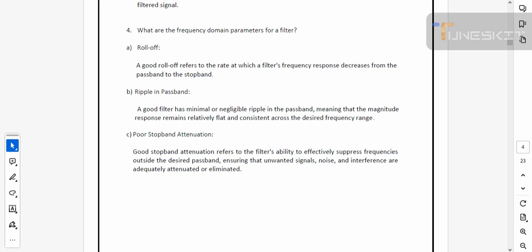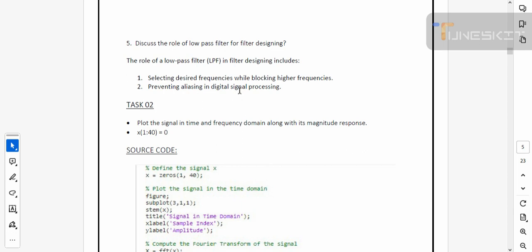The third one is stop band attenuation. Good stop band attenuation refers to the filter's ability to effectively suppress frequencies outside the desired passband, ensuring that unwanted signals, noise, and interference are adequately attenuated or eliminated. In question number 5, we have to discuss the role of the low pass filter in filter designing. The main purposes include selecting desired frequencies while blocking higher frequencies, and preventing aliasing in digital signal processing.